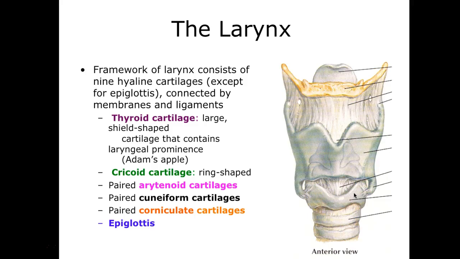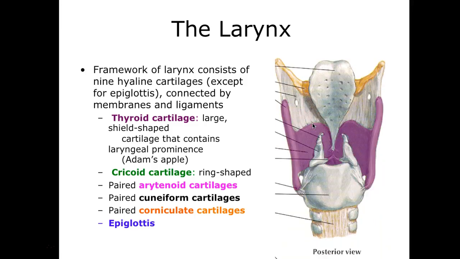Here we see all of the different hyaline cartilage pieces except for our epiglottis. Let's go through those cartilage names. We've already mentioned your thyroid cartilage. This is what most people know as your Adam's apple, and the part that sticks out is this laryngeal prominence. You'll see that it's shield shaped. All of the anterior portion is cartilage, but if we look at it posteriorly, I'm going to flip to this picture real quick, it is open posteriorly.